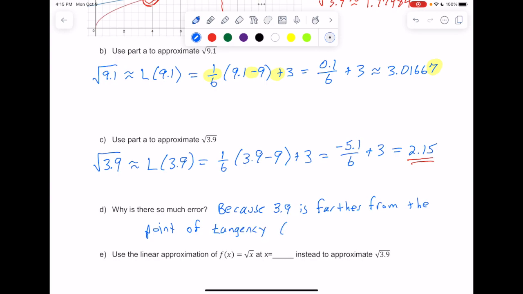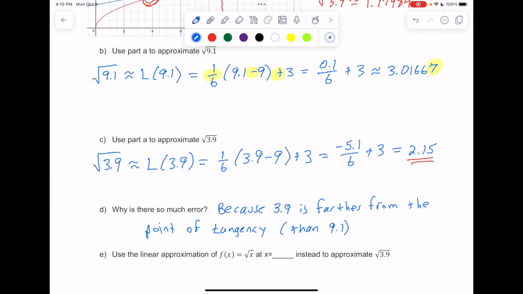And when I say it's farther from the point of tangency, I mean farther than the 9.1 was. So what's the fix to that? If we wanted to get a good square root of 3.9, we could still do it by using linear approximation, but just don't do it where x equals 9. Instead, pick a number that's close to 3.9 that we know the square root of in our head.